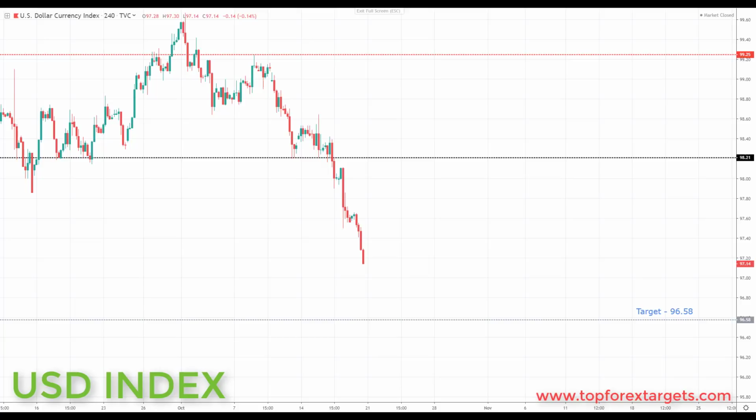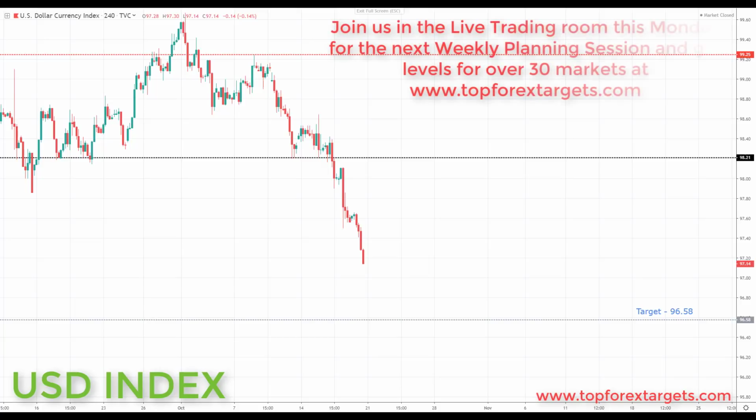Now, last week we were looking for further declines in this market, and we were looking down towards the target of the 97.91. We did take out this target set from last week, and we are looking for further declines in this market going into next week.